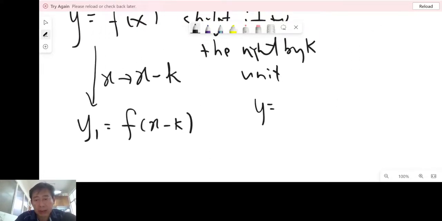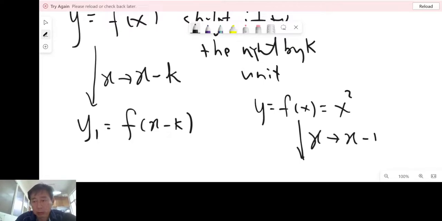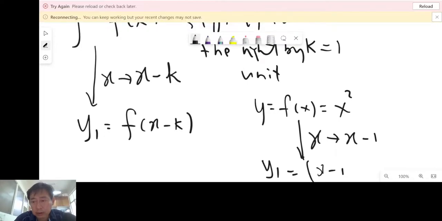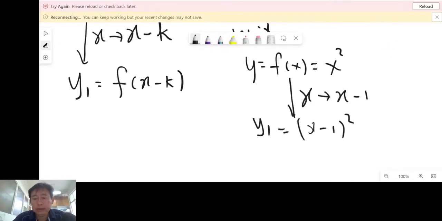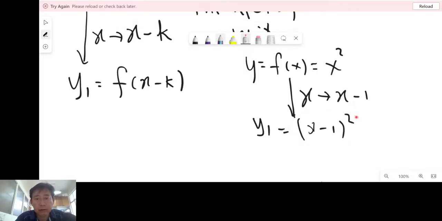Initially you have f of x equals x squared. You perform the operation of replacing x by x minus 1, for example. In this case, we set k equals 1. Then you get the new function, replacing the x by x minus 1, so you get x minus 1 squared. This is a function that is shifted right by 1 unit.